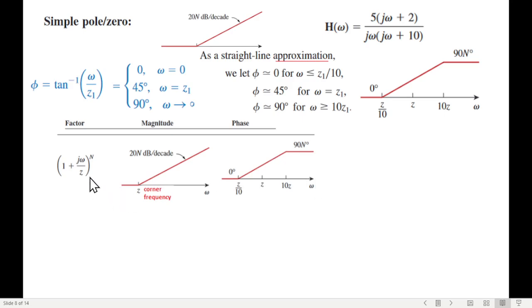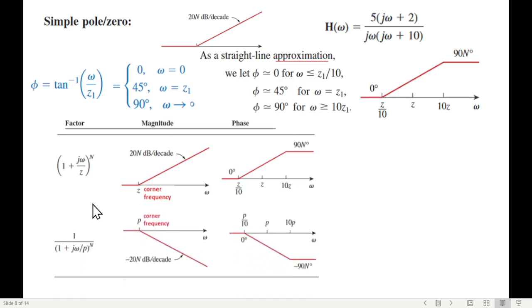Now if there was a simple pole, that means it is on the inverted side, 1 over this, then all we have to do is turn this and go to the negative side, so negative 20 dB per decade, and this angle will be negative 90 degrees.